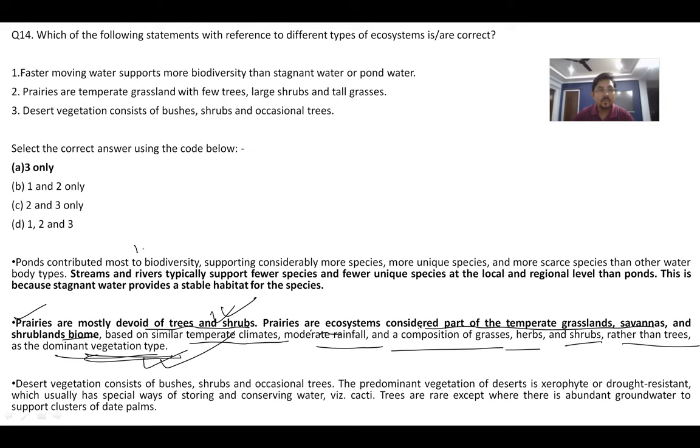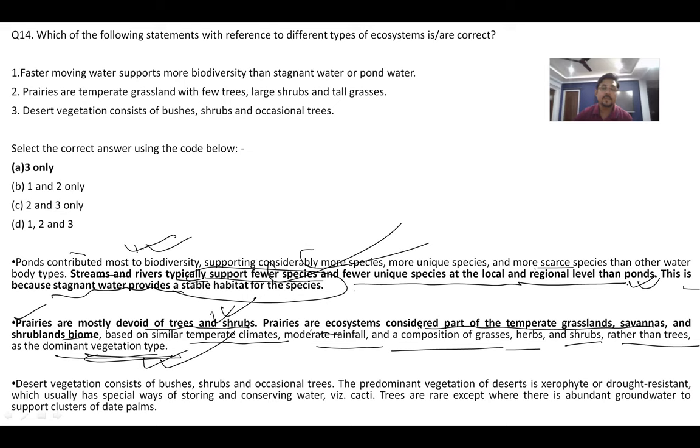Aru a juntu ase ponds, ponds contributed most to the biodiversity, supporting considerably more species, more unique species and more scarce species than other water bodies types. That is, streams and rivers, moving water, typically support fewer species and fewer unique species at local and regional level than ponds. This is because stagnant water provides a stable habitat for the species. Okay, that's why these two options are wrong.